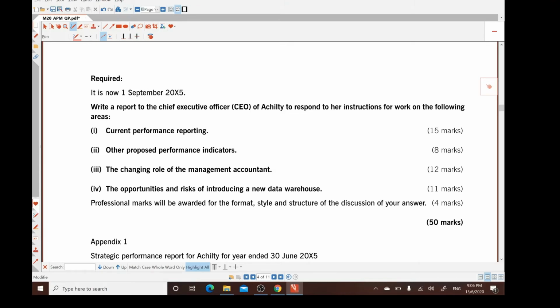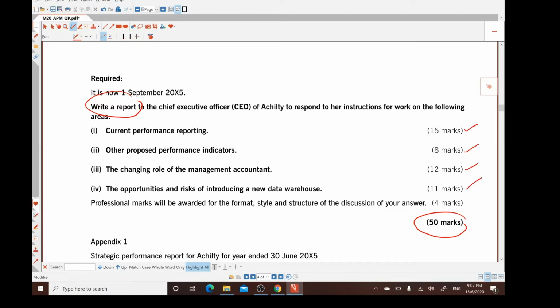Now, let's have a look. The first question is a 50-mark exam question, by the way, starting from the first part all the way to the fourth part. And again, class, the candidates are required to draft a report to the Chief Executive Officer. Then moving on, that's where you start to see the requirement individually.